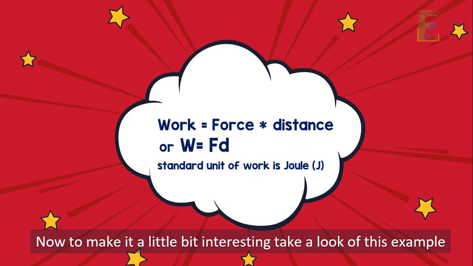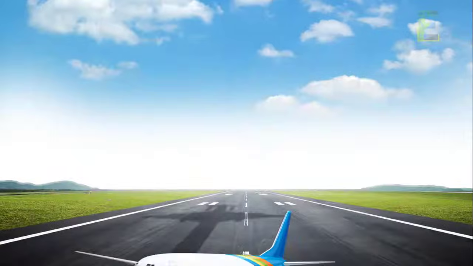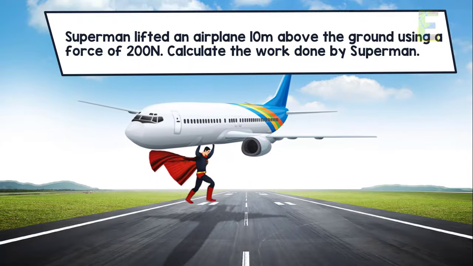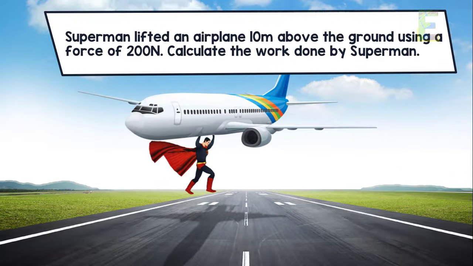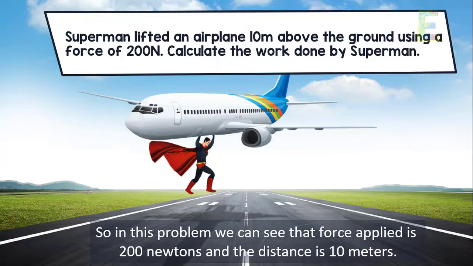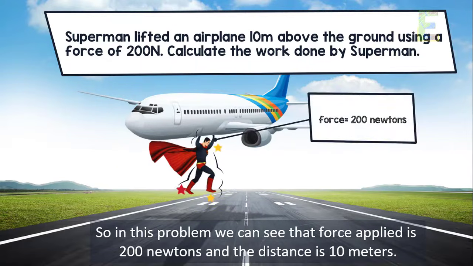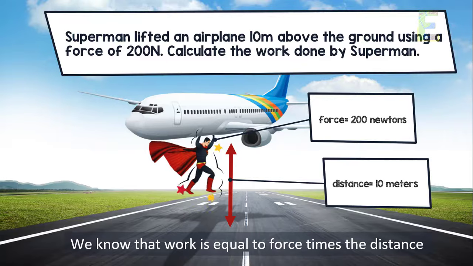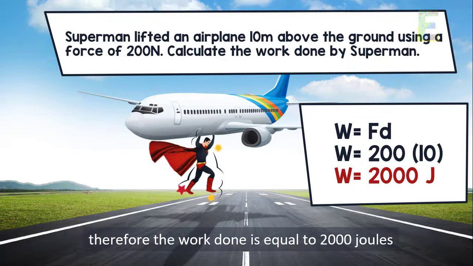Now, to make it a little bit interesting, take a look at this example. Superman lifted an airplane 10 meters above the ground using a force of 200 newtons. Calculate the work done by Superman. So in this problem, we can see that force applied is 200 newtons and the distance is 10 meters. We know that work is equal to force times the distance. Therefore, the work done is equal to 2000 joules.